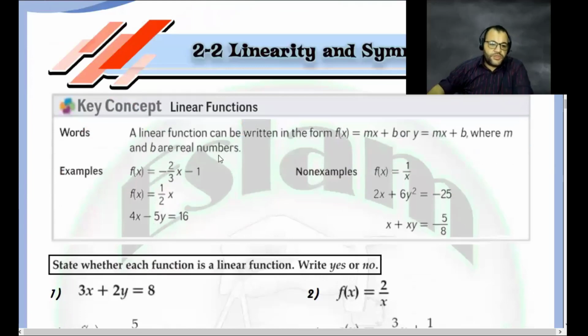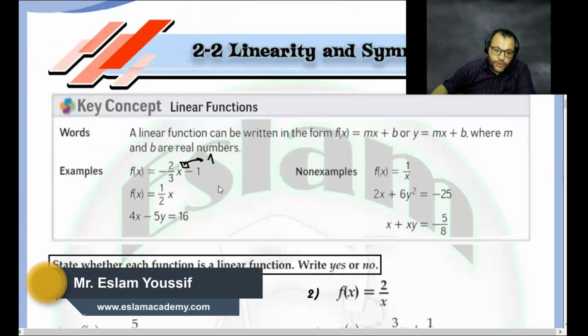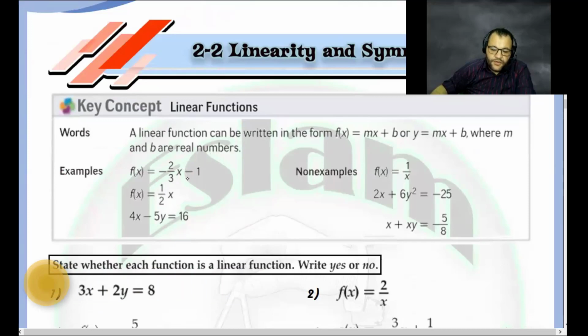So for example, we can write the linear equation as f(x) equals -2 over 3x minus 1. If you look at the power here for x, there is no written power, which means it is raised to the power 1. You can write it as -2 over 3x, or 3x, or 4x, or 1 over 2x. Or we can write it in the standard form of the equation, which is 4x minus 5y equals 16. The example for non-linear: f of x equals 1 over x.